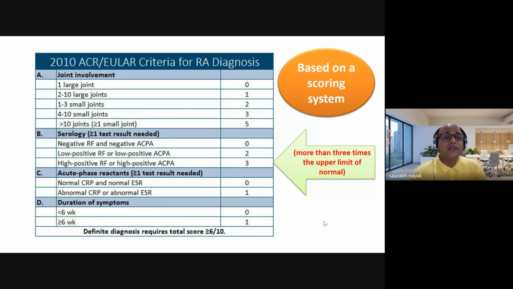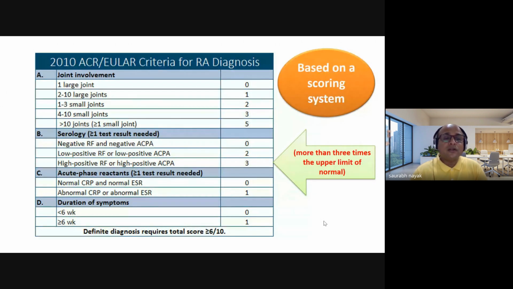If 1 to 3 small joints are involved, it will be 2. If 4 to 10 small joints are involved, the score will be 3. And if more than 10 joints are involved, including at least one small joint, the score will be 5. अब बात करते हैं सेरोलॉजी की. सेरोलॉजी में हमारे पास 2 पैरामीटर हैं, rheumatoid factor and ACPA.